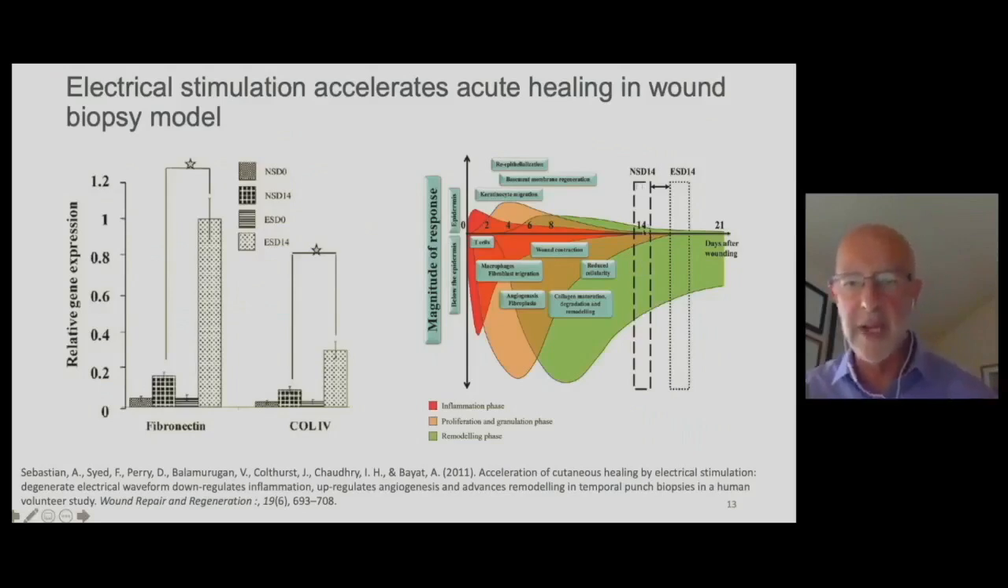box here really at day 14 indicates where in the healing cascade, in all the different processes, this is where the 14-day wounds in those human punch biopsy volunteers have got to. But if you give them electrical stimulation, you can see the wound is significantly advanced. It's gone further in the same number of days.